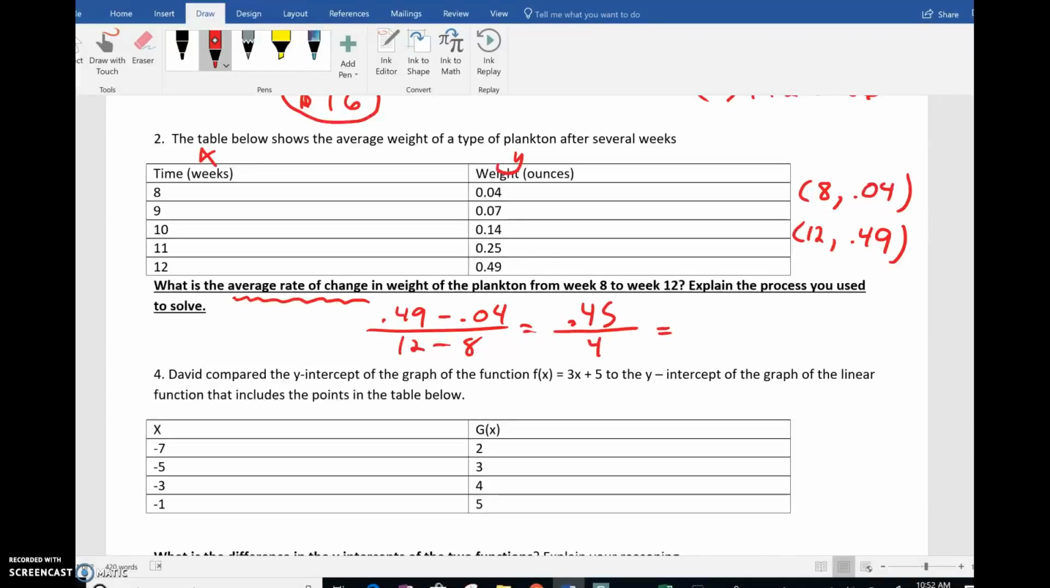Then when we divide this, we get 0.1125 ounces per week. How did I know ounces per week? I just went back and looked at my table. Ounces per week. So average rate of change is simple slope.